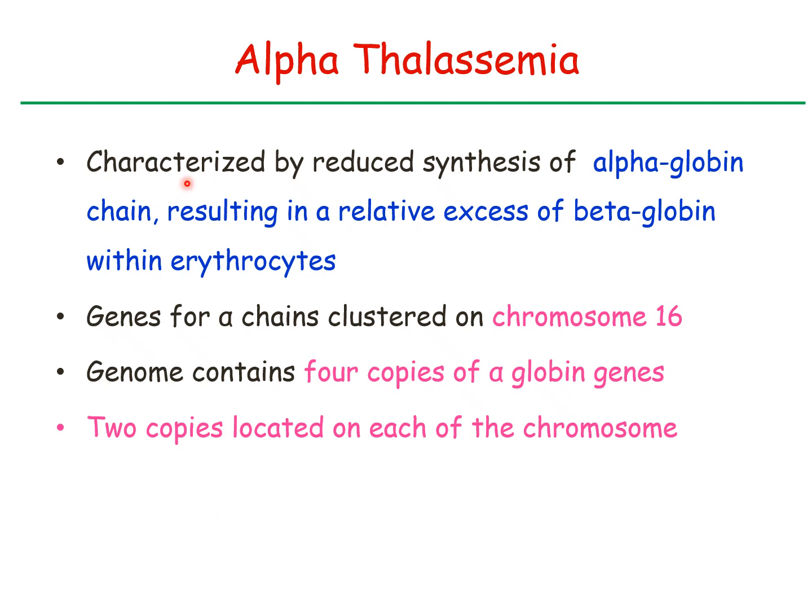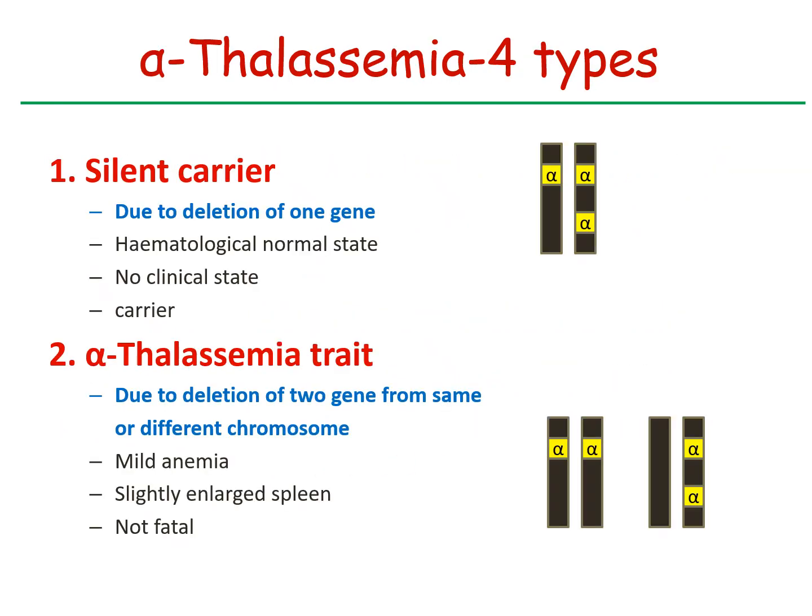Alpha thalassemia is characterized by reduced synthesis of alpha globin chain. Thalassemia is a defect in the globin chain itself, so there is no synthesis of alpha. In that case, an excess of beta globin within the RBC will be found. The gene for alpha chains is clustered on chromosome 16, whereas chromosome 11 carries the beta subunit. It contains 4 copies of the alpha globin gene, two copies located on each chromosome. So here it is divided into silent carrier.